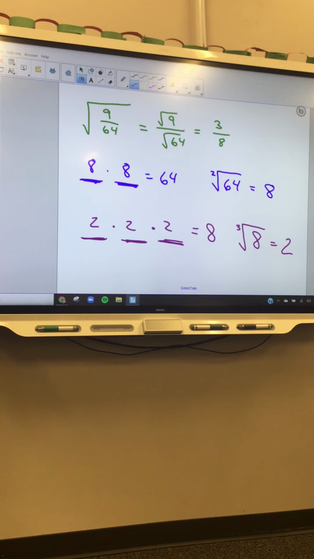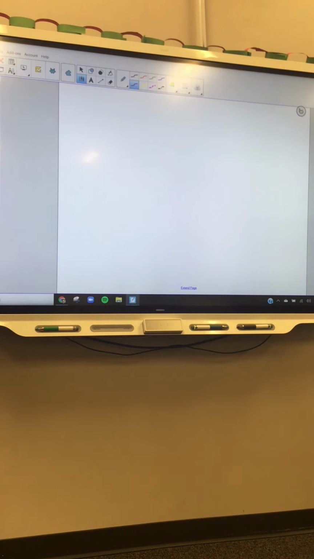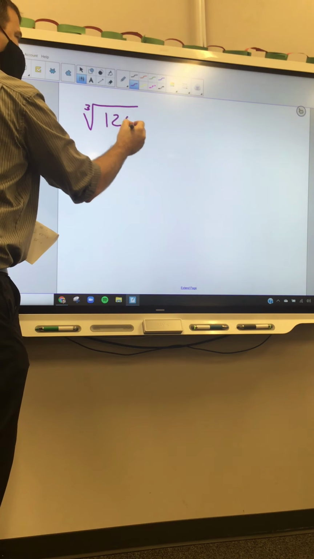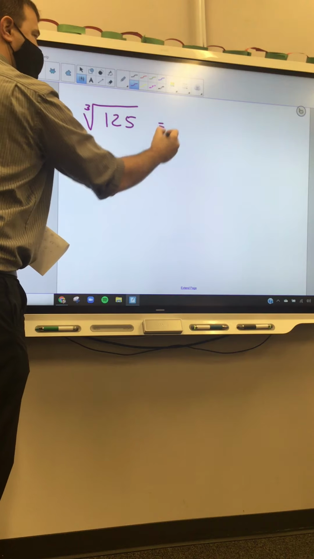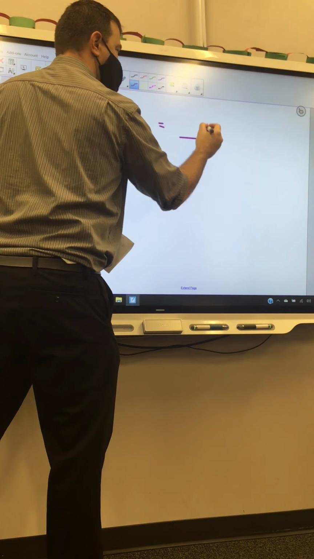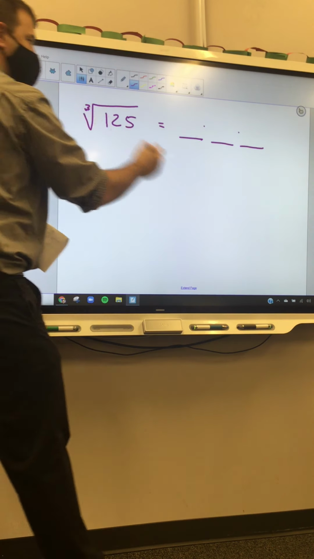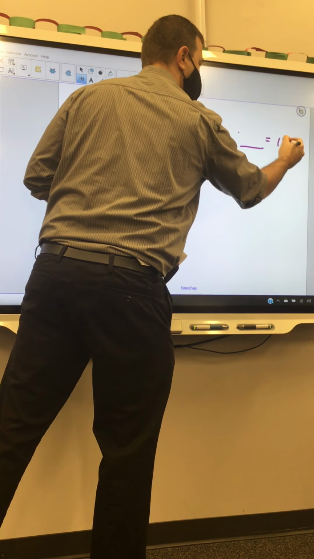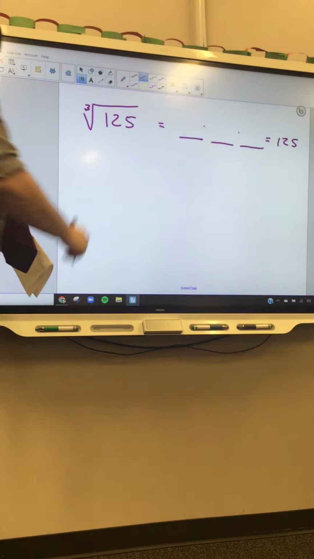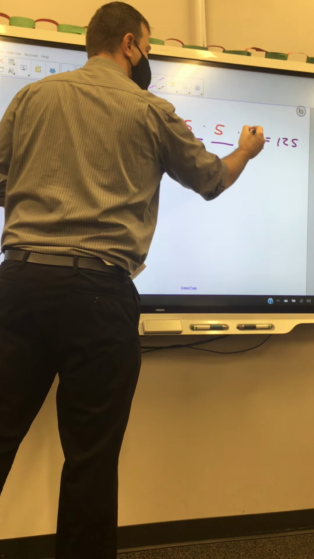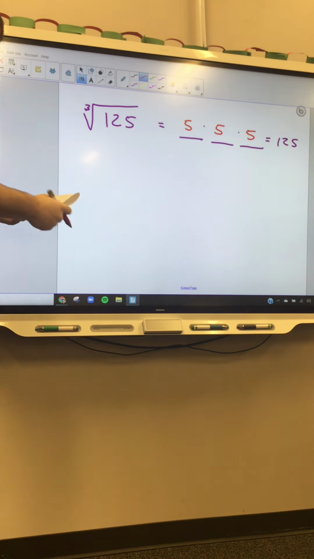Does that make sense? Let's take a look at a few more kind of like that. If I have the cubed root of 125, what that really means is something times itself again, so a total of 3 times, will get me up to 125. What needs to go in there? 5. Yeah, 5 times itself is 25, times itself again gets me up to 125.